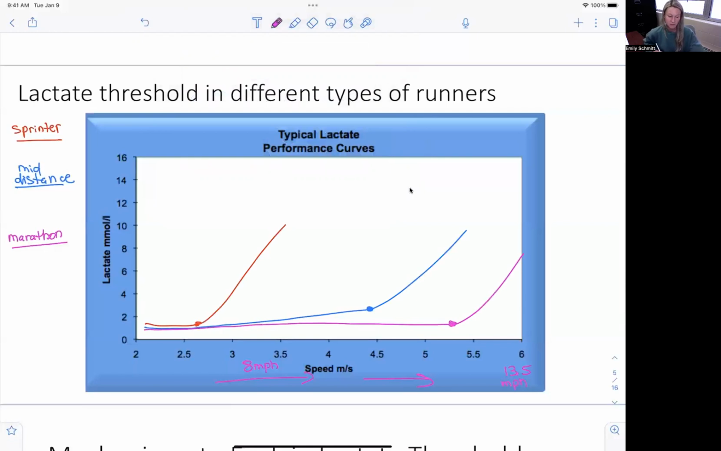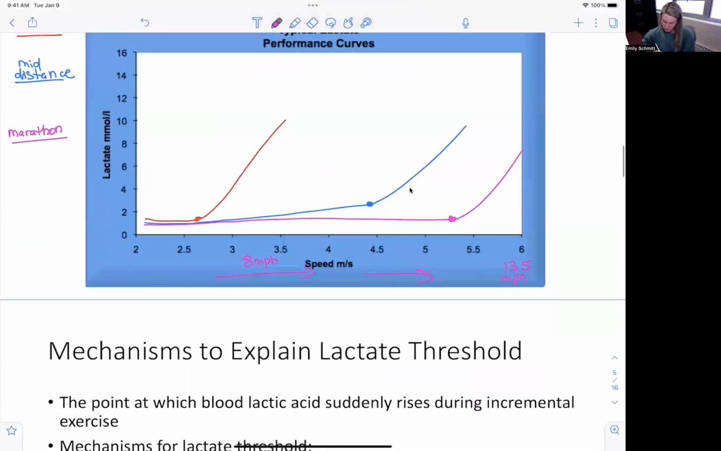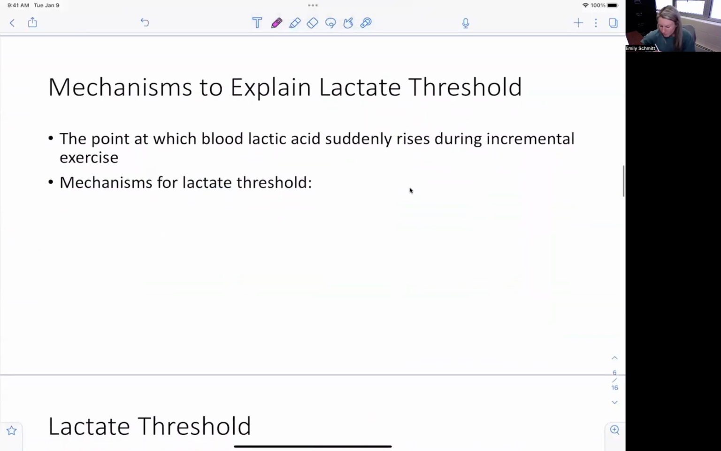So again, just sort of a simplified graph to show typical lactate performance curves in 3 different types of runners. So the mechanisms to explain lactate threshold, exercise physiology, as we talked about way back in the beginning of class last week, it's a new field, right? And so we are constantly learning, we are constantly gaining ways to understand and use new technology.